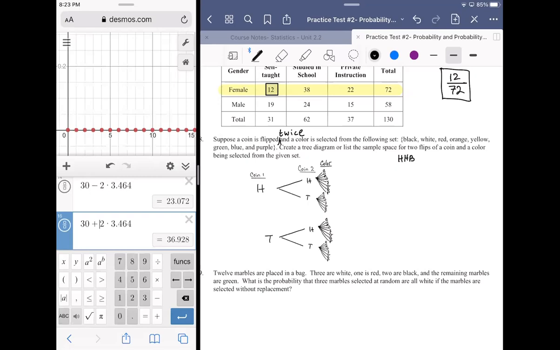Then I could do heads, heads, white. Heads, heads, red. Heads, heads, orange. Heads, heads, yellow. Heads, heads, green. Heads, heads, blue. Heads, heads, purple.